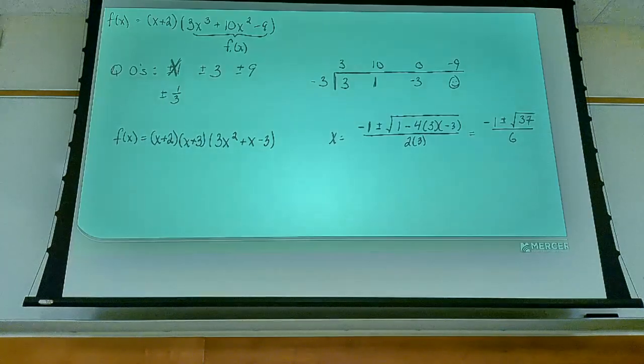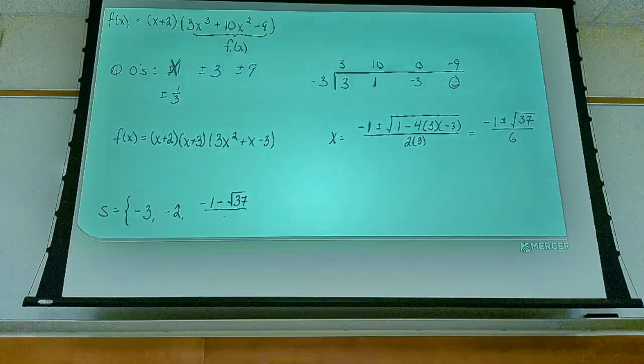Solution. We have -3, we have -2. Again, the order in which you write them doesn't matter. I like to write them in ascending order. Those are the zeros. And that last one is the one positive.